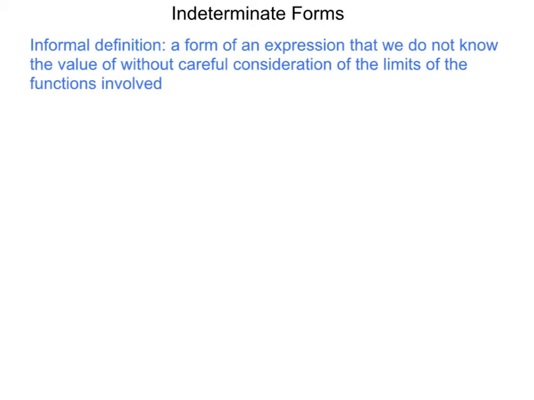So my informal definition is that an indeterminate form is basically a form of an expression that we don't know the value of without carefully considering what the limits are of the functions that are involved. One example of an indeterminate form is 0 over 0. The reason that's an indeterminate form is that if you have a limit that's approaching 0 over 0, we do not know what it is. It could be anything. We need to have a more careful consideration of the limits involved in order to figure out what this limit really is.